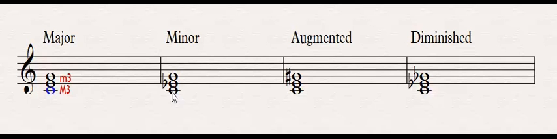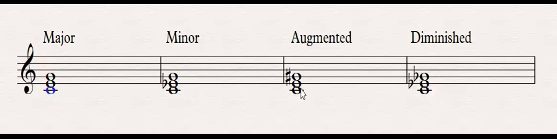With the minor, it's the opposite way around. So the C to the E flat is a minor third. We say E flat doesn't belong in C major, so it's being lowered a half step, making it minor. So we have a minor third stacked with a major third, the E flat to the G.